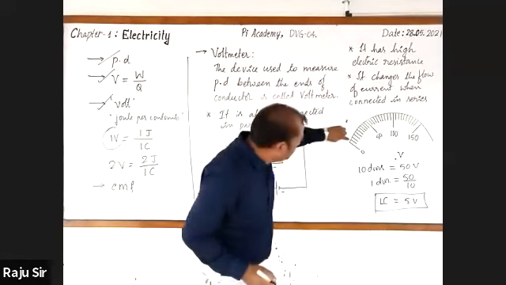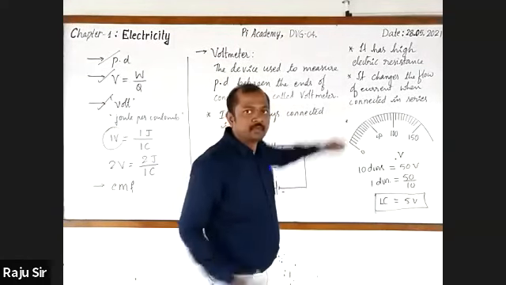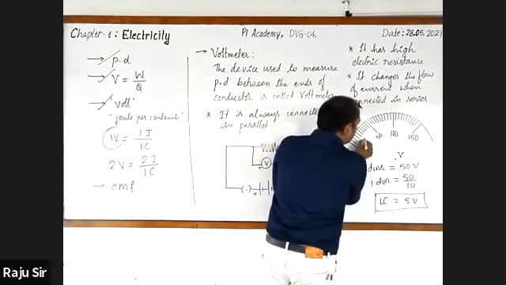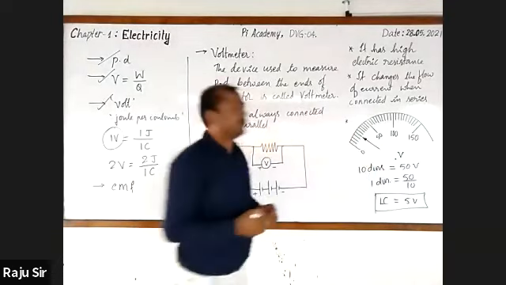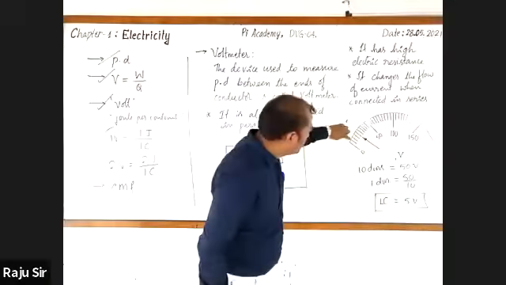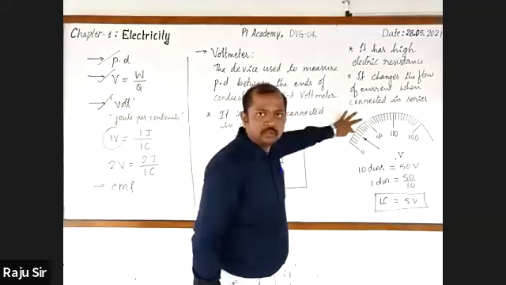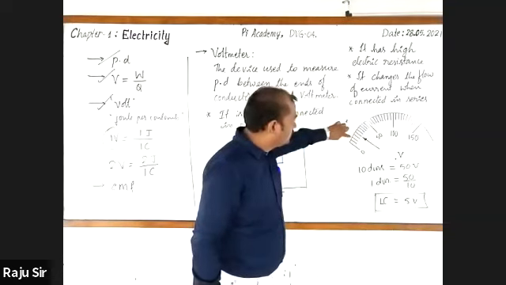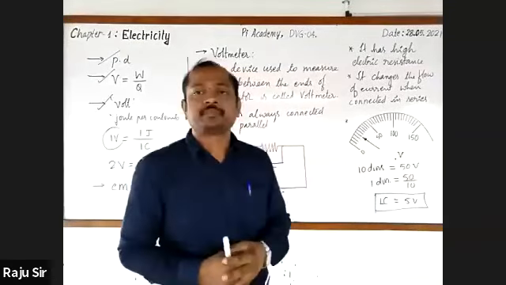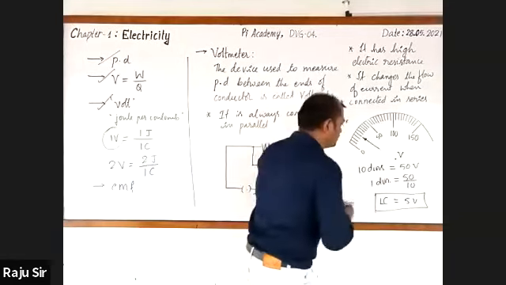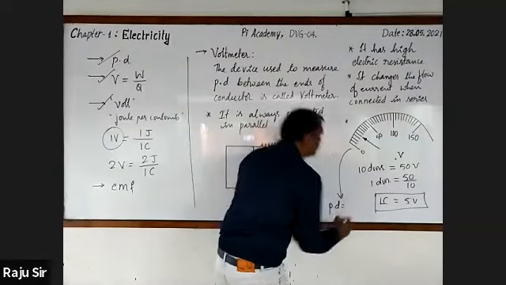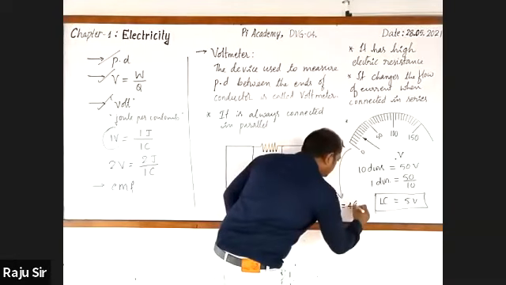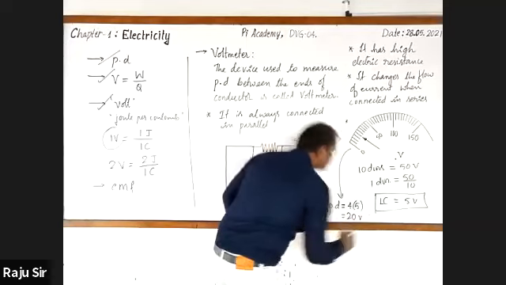That means every division represents 5 volts. Now assume that the needle is showing at this point. Could you tell? 20, sir. 20, very good. 1, 2, 3, 4. It is in 4. So one division is 5 volts. 4 into 5 is 20. So in this case, the voltage or potential difference is 4 into 5, which is 20 volts.